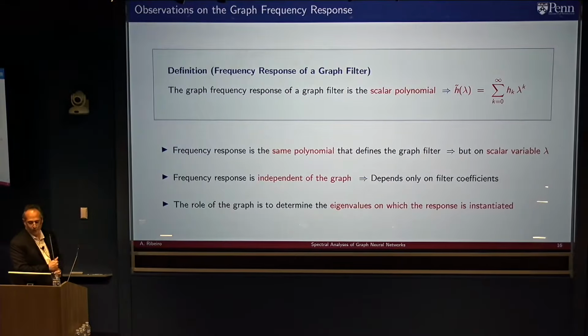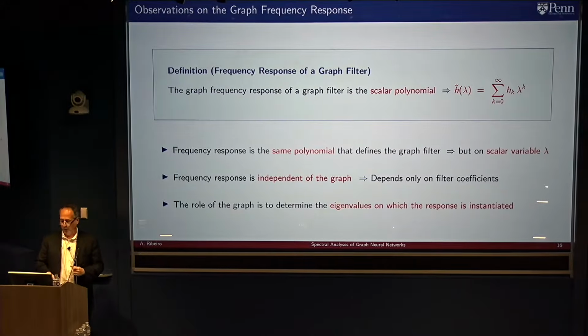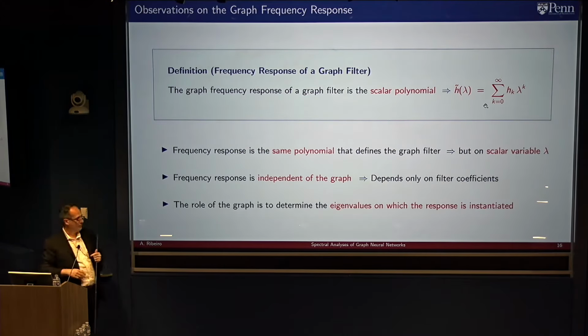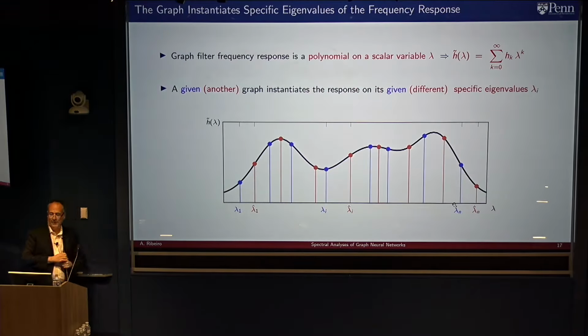There's a couple of observations here that I think are quite relevant for what I'm going to say. The first one is that the frequency response is the same polynomial that defines the graph filter, meaning, again, same algebraic object, but on a scalar variable lambda. Second important observation is that this quantity is independent of the graph. The graph, of course, does not disappear. The role of the graph is to determine the eigenvalues on which the response is instantiated.